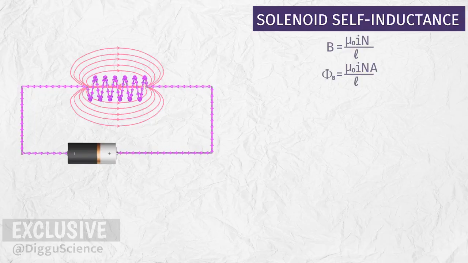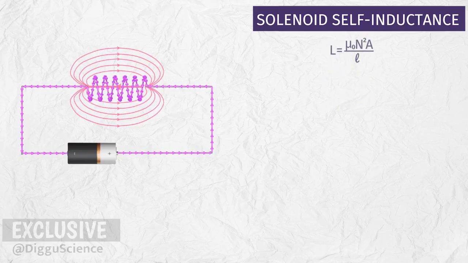From the previous series, we know that Li is equal to N phi. We can plug the value of phi into this equation. The left-hand side contains the value of I. The right-hand side also contains the value of I. We can cancel both of these values. L is equal to mu0 n squared A over small l.